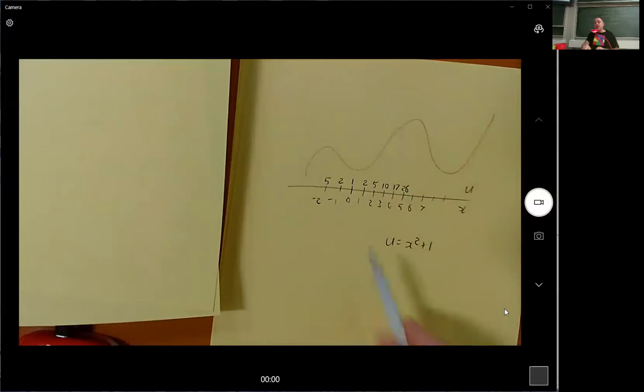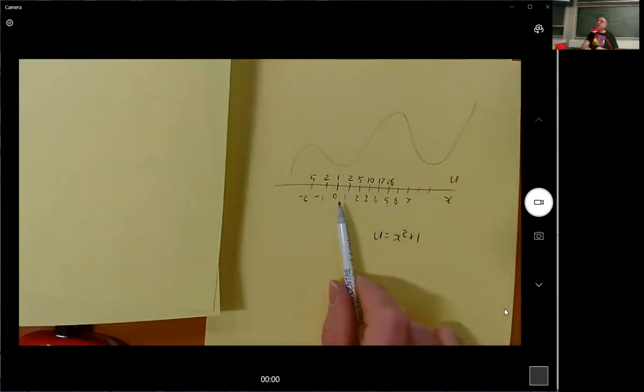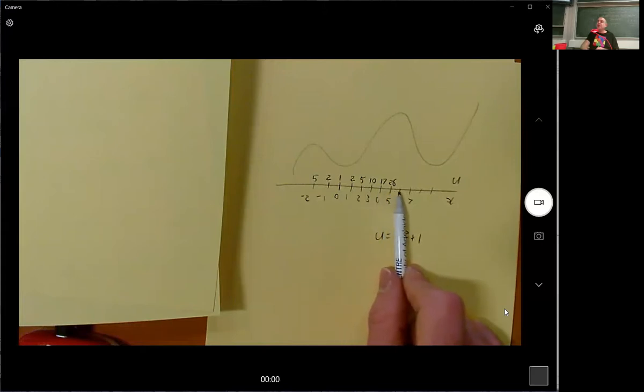Okay? So as I travel along this x-axis, I can also imagine traveling along the values of u, right? But the values of u change faster than the values of x do.